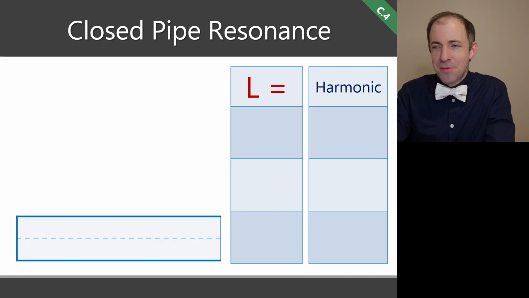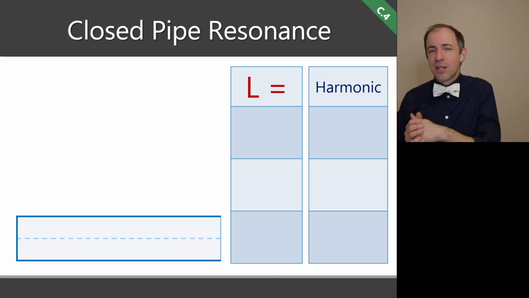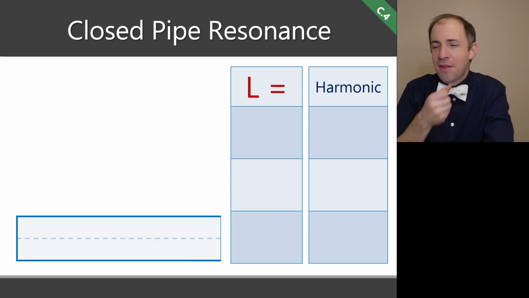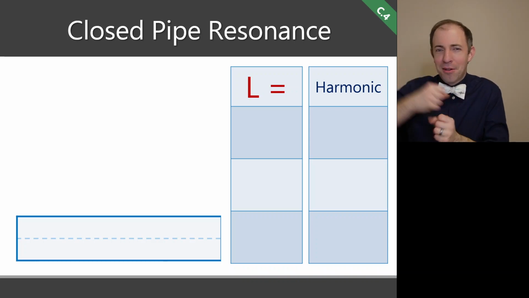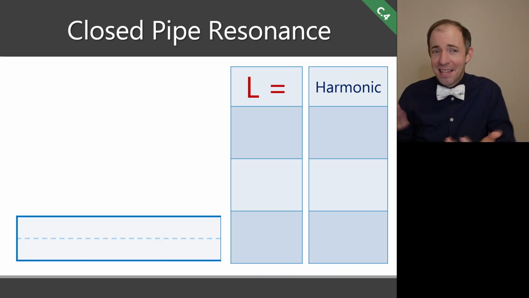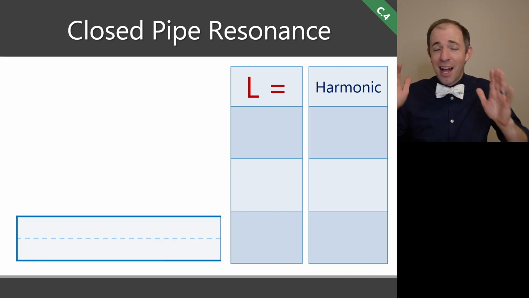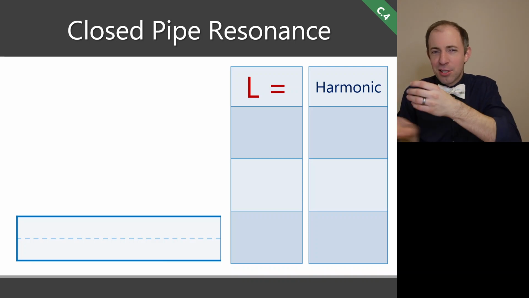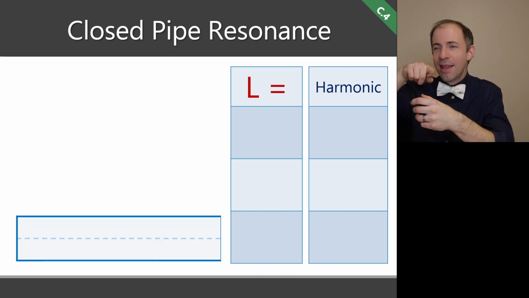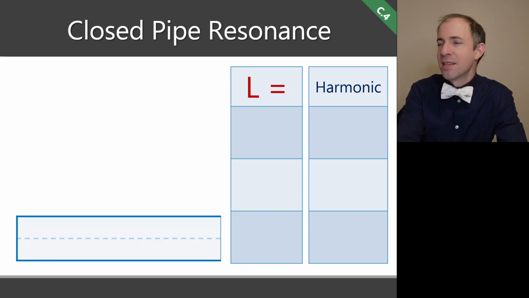There's another type of instrument that resonates air. This is called a closed pipe resonator. If you've ever taken a bottle and blown over the top of a bottle, this is a closed pipe system. It is not closed on both sides. It's closed on the bottom where the water is, and then open on the top where you're blowing across.